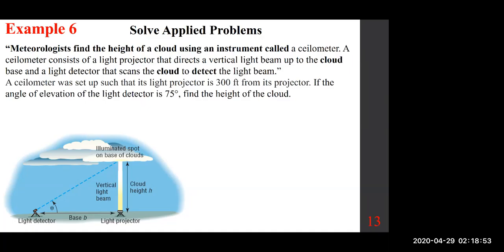Go ahead. Meteorologists find the height of a cloud using an instrument called a ceilometer. A ceilometer consists of a light projector that directs a vertical light beam up to the cloud base and a light detector that scans the cloud to detect the light beam. A ceilometer was set up such that its light projector is 300 feet from its detector. If the angle of elevation of the light detector is 75 degrees, find the height of the cloud.